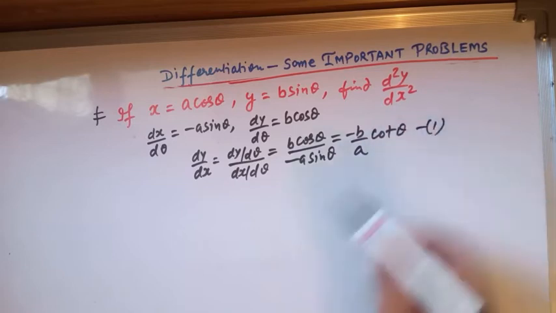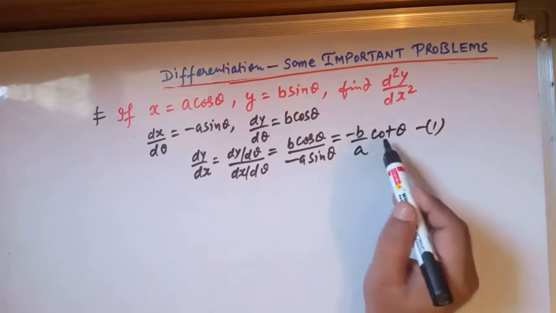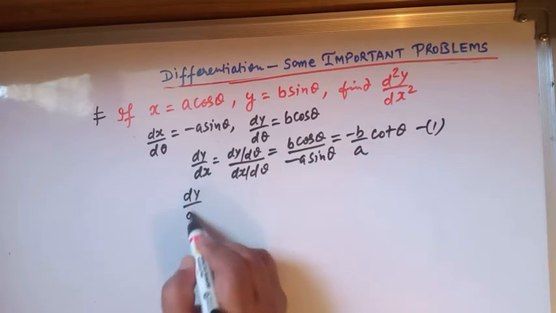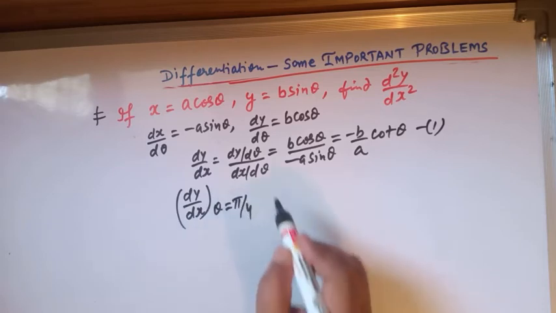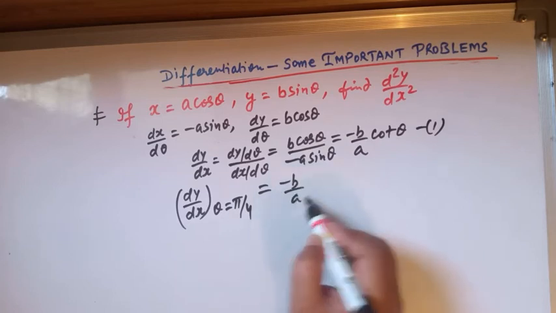So viewers, if we are asked to find only dy by dx, then this is the answer, or this is the solution. Suppose we want to find the value of dy by dx at theta equal to pi by 4. So we'll straight away substitute the value of theta here.